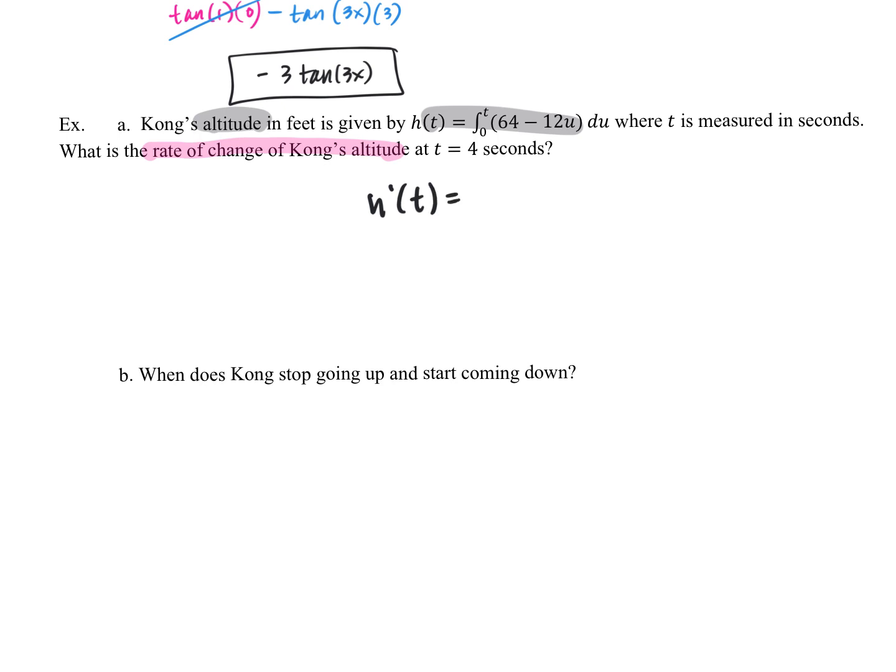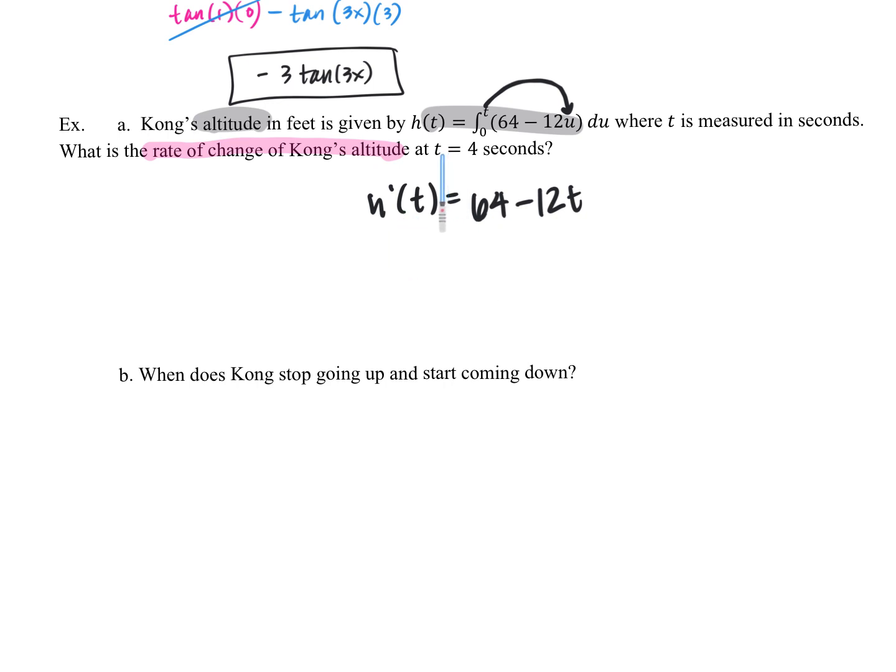What would that be? It's just 64 minus 12. Yes, 64 minus 12. Careful, careful, careful. Plugging in that upper bound gives me a 12t, times the derivative of t, which would get me a 1. We don't care about it. Minus plugging in the 0 times the derivative of that lower bound would be another 0, so we don't need it. You guys, that is the rate of change of the altitude.